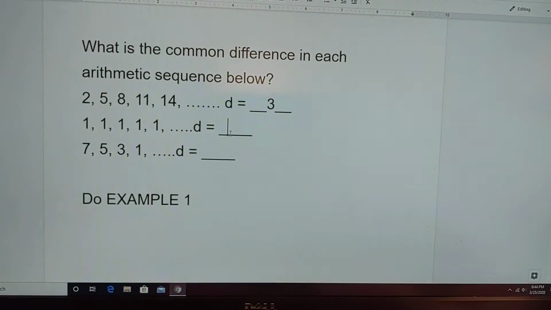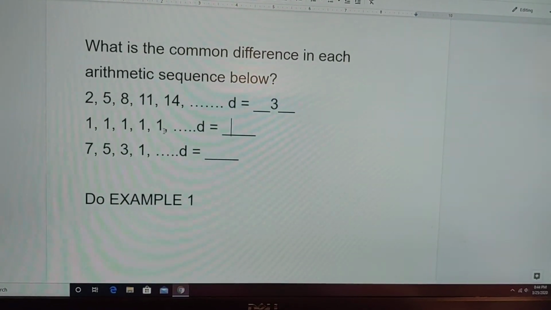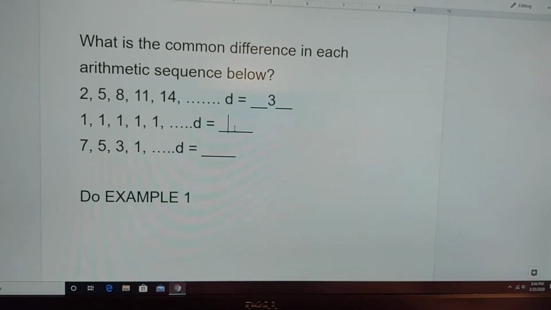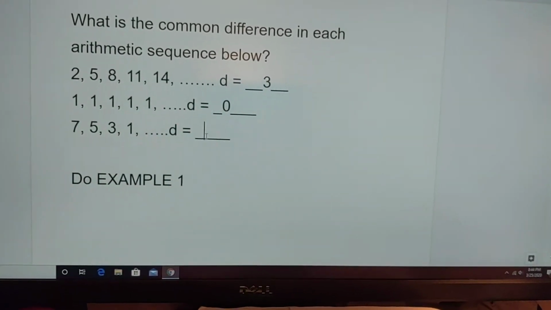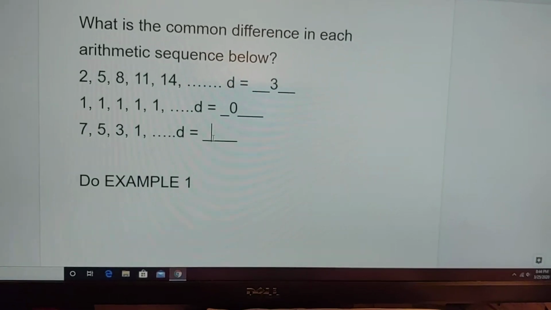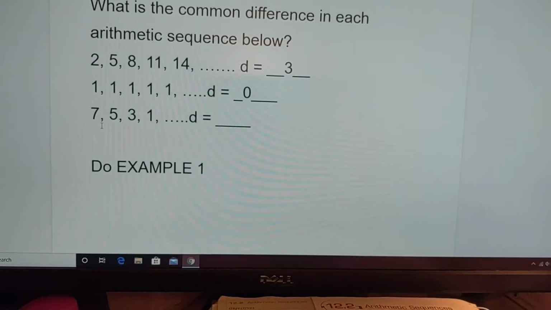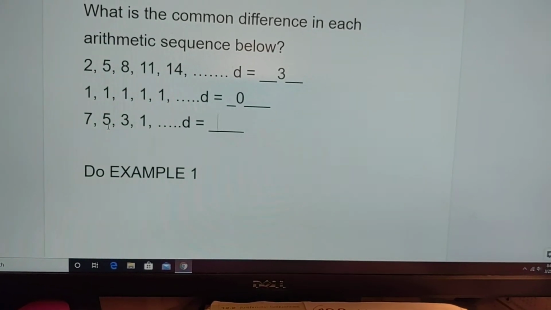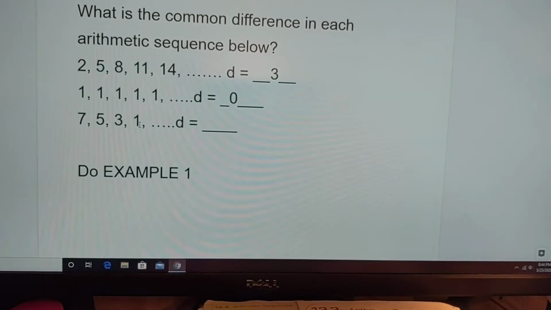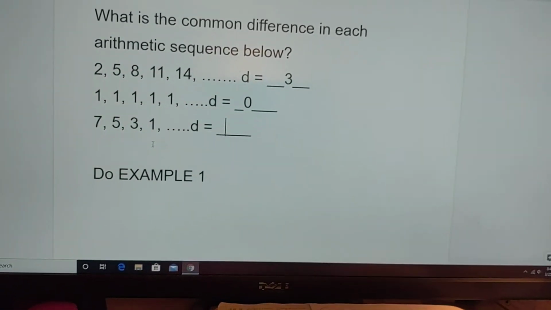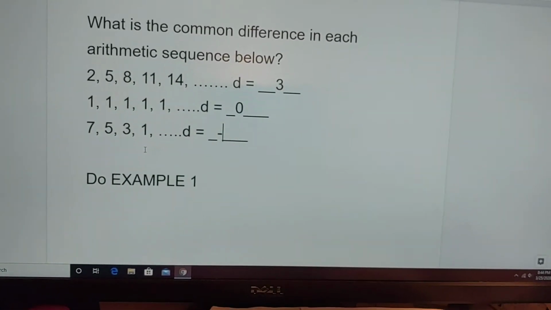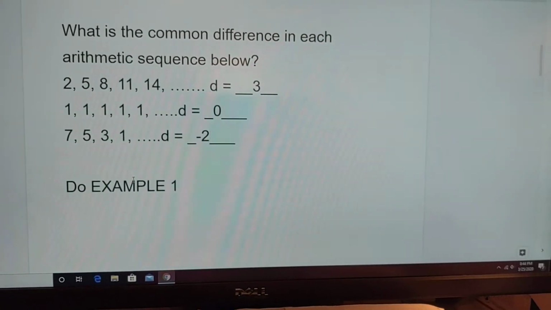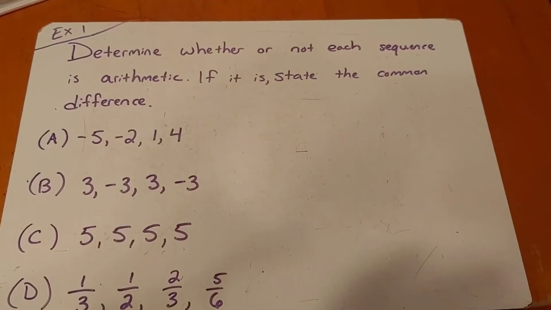All right, let's look at the next one. To go from 1 to 1 to 1 to 1, I'm going to say plus 0, plus 0, plus 0. The common difference is always 0. Correct again. In the next one, I know it might look like you're subtracting, but I still want to think of it as adding. So I'm going to think of it as plus negative 2, plus negative 2, plus negative 2, because I am, in essence, subtracting 2 or adding negative 2 each time. All right, you're doing great so far. Let's go ahead and go through example 1 together.